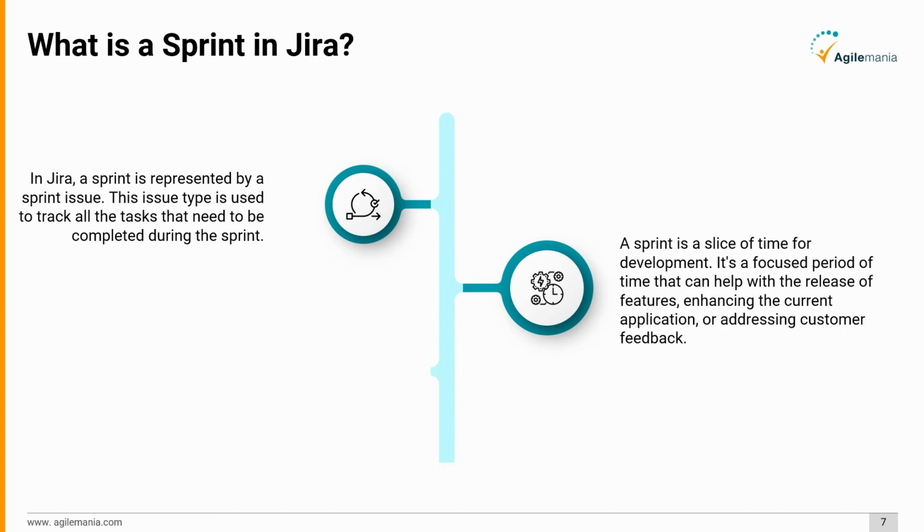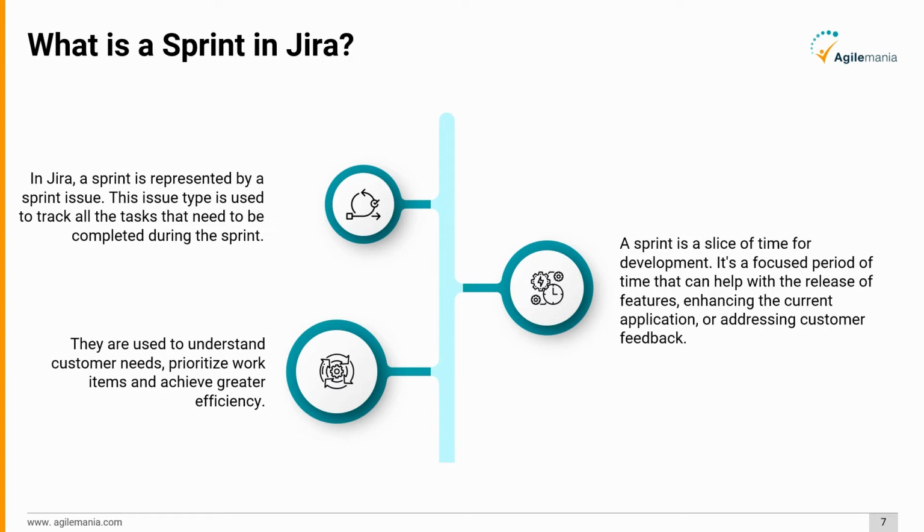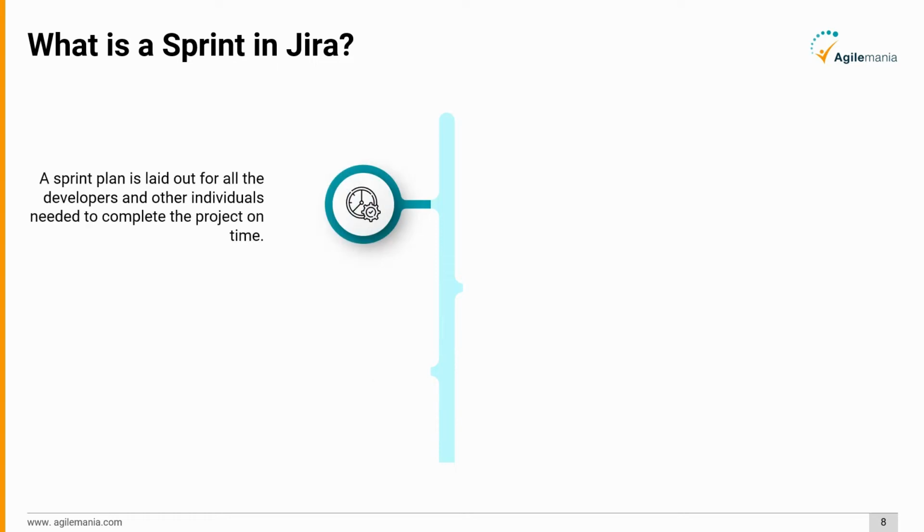A sprint is a slice of time for development. It's a focused period of time that can help with the release of features, enhancing the current application, or addressing customer feedback. They are used to understand customer needs, prioritize work items, and achieve greater efficiency. A sprint plan is laid out for all the developers and other individuals needed to complete the project on time.